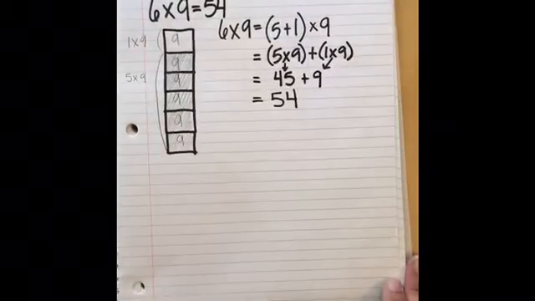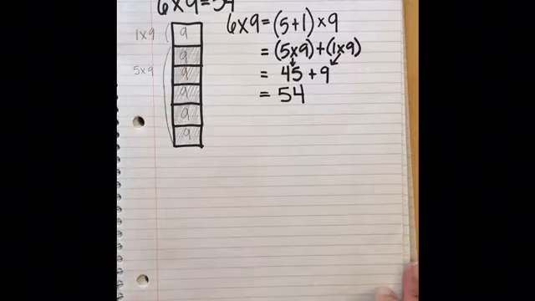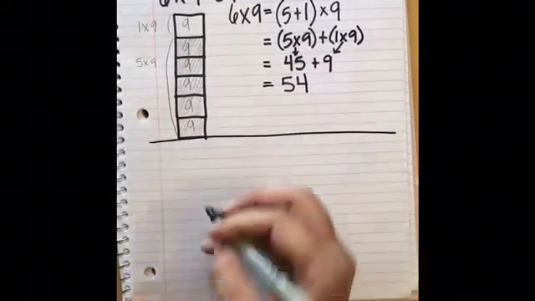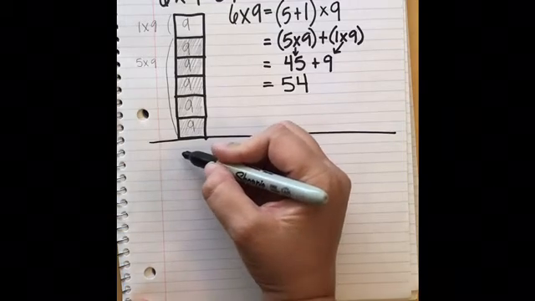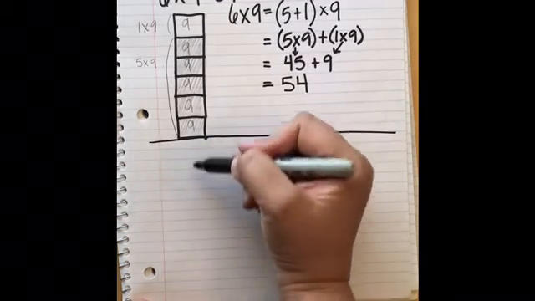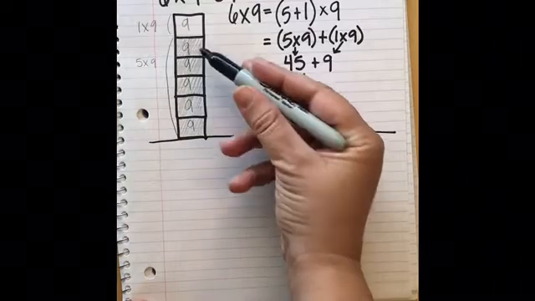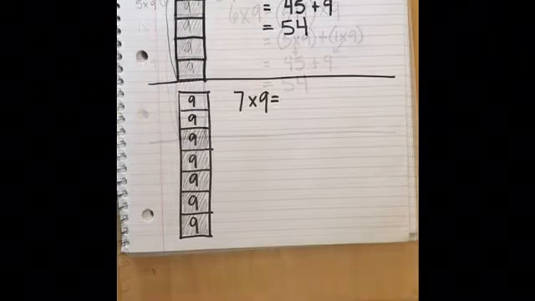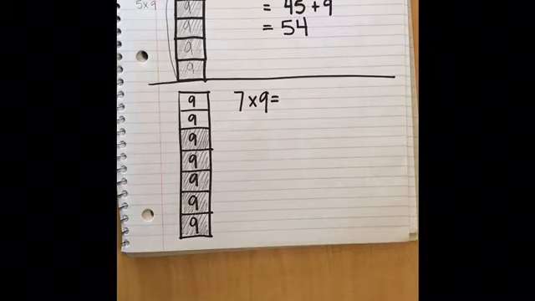On your paper, I want you to go ahead and draw a representation this time, and I'm going to draw a line here so that I don't get my stuff mixed up. And I want you to draw 7 9s stacked up and shade in 5 of them again. Go ahead and do that right now, and I'll do it at the same time. All right, your paper should look like this.